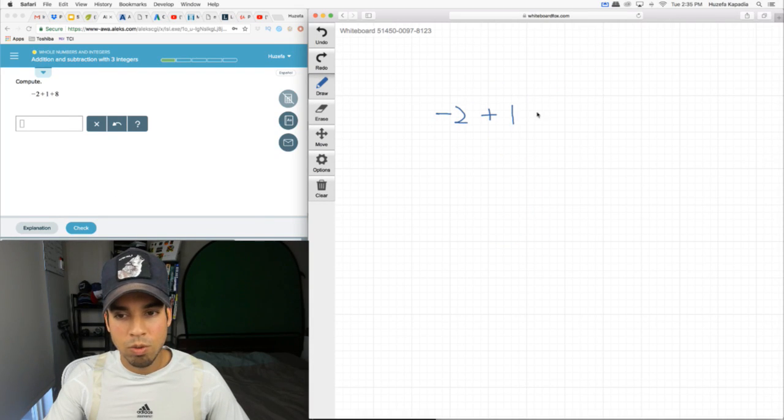Negative 2 plus 1 plus 8. Negative 2 and 1, we subtract since they're on opposite sides. 2 minus 1 is 1. Negative's bigger, so negative wins the value. More negative, I should say, not bigger.